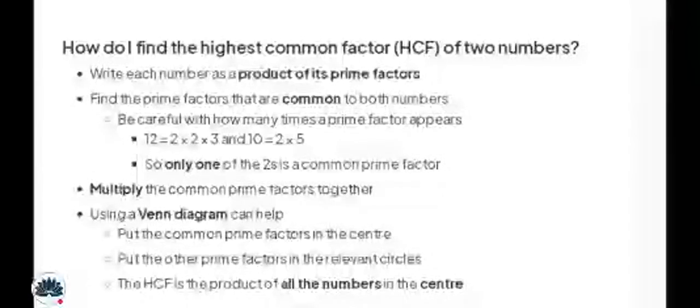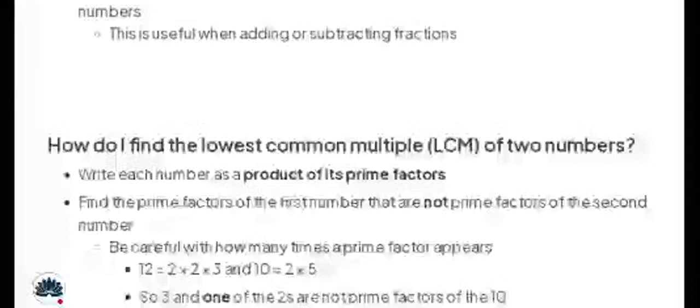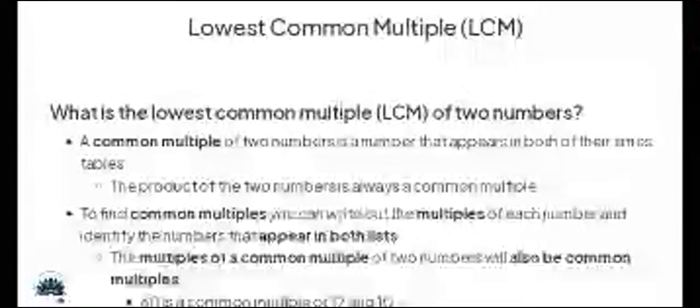Multiply the common prime factors together. Using a Venn diagram can help. Put the common prime factors in the center. Put the other prime factors in the relevant circles. Okay, and the HCF is the product of all the numbers in the center. So we're just making the Venn diagrams in the set notation.